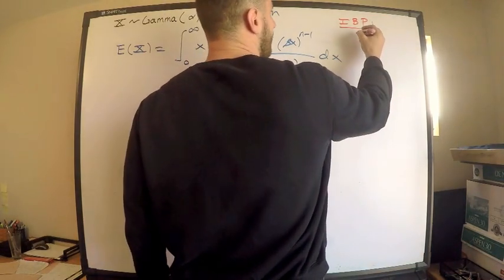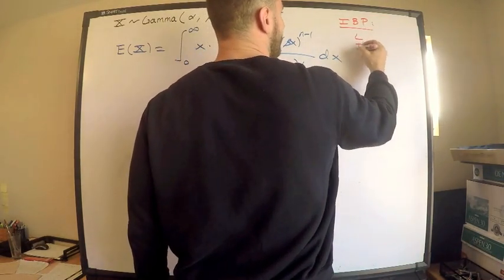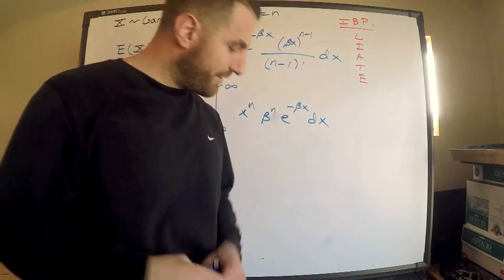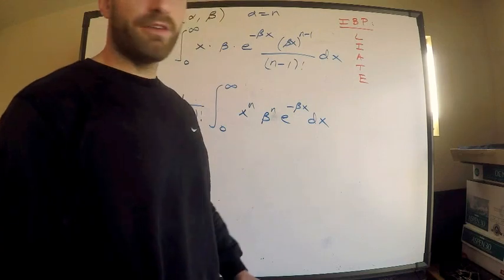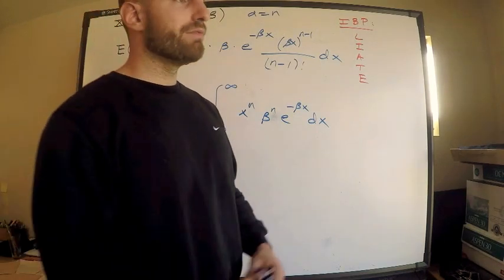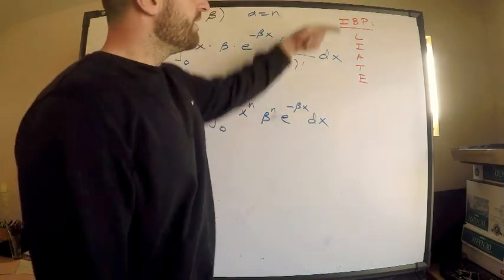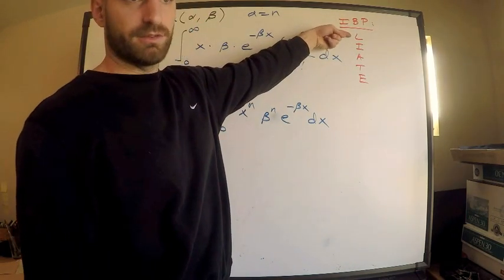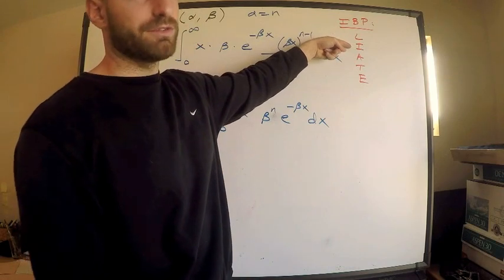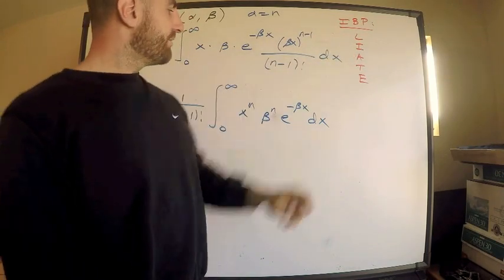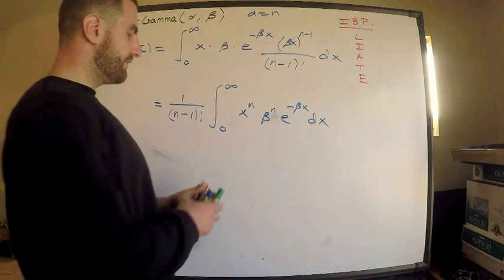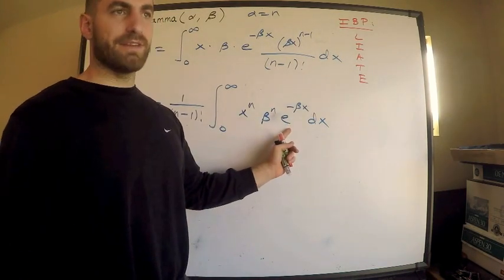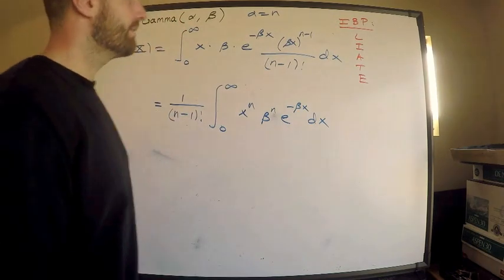You can use LIATE. I apologize if I'm going into way too much detail, but this tells you what u is. So first thing, you look in the integrand, this piece, what is u? It's either log first, then inverse, usually inverse trig, which we don't care about, or algebraic. Algebraic here, this is my algebraic term, is x to the n. Later on it's exponential, so that's not going to be my u. Let me get rid of that, because I'm definitely going to need room.